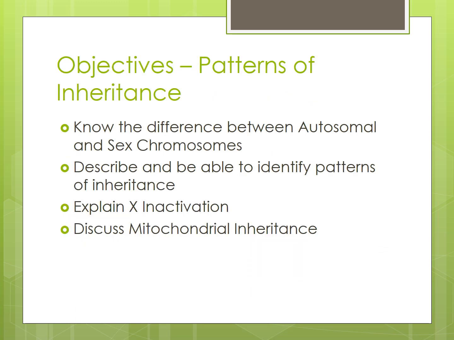Finally, I just wanted to wrap up, as I always do, by reviewing our objectives. You should be able to know the difference between autosomal and sex chromosomes. Autosomal will be those 22 chromosomes, while the sex chromosomes are the remaining pair, the X and Y chromosome. We talked about the different patterns of inheritance: autosomal dominant, autosomal recessive, X-linked dominant, X-linked recessive. We also talked about Y-linked, even though they're very rare and not hugely significant in the overall population.